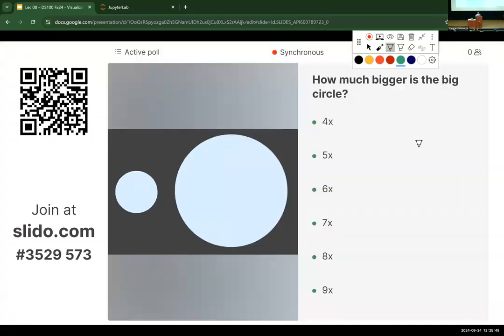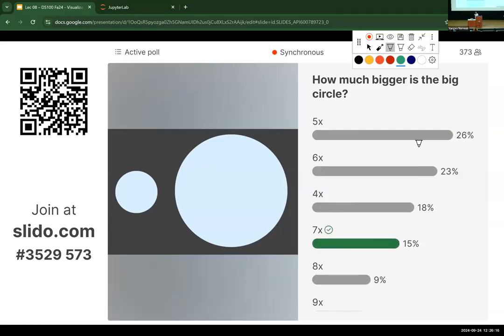And let's see. So you could actually do this and then go around the bigger circle. 4 times bigger? Yeah. 5. Less 5, 6. 6 times bigger. 7. 8. Okay, let's see. It is actually still 7 times bigger.